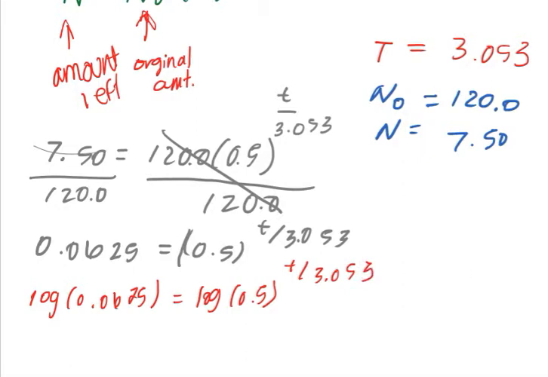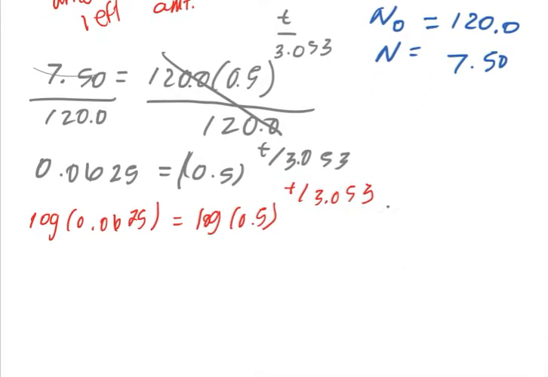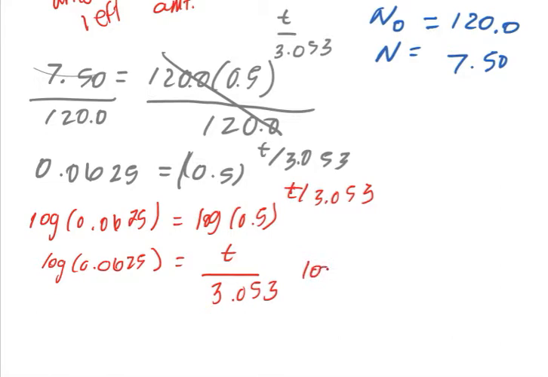Now, this is called the power product property. It says that if I have the log of a number raised to a certain power, I can bring that power out and rewrite it as a multiplier. So the log on the left stays the same, and it is equal to, now this power comes out front, t divided by 3.053 times the log of 0.5. And that's where that special property comes in.